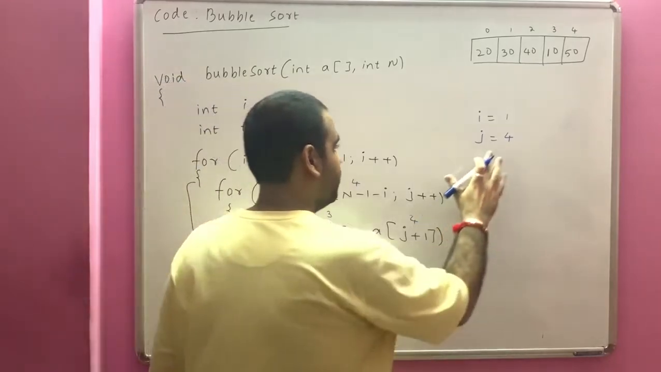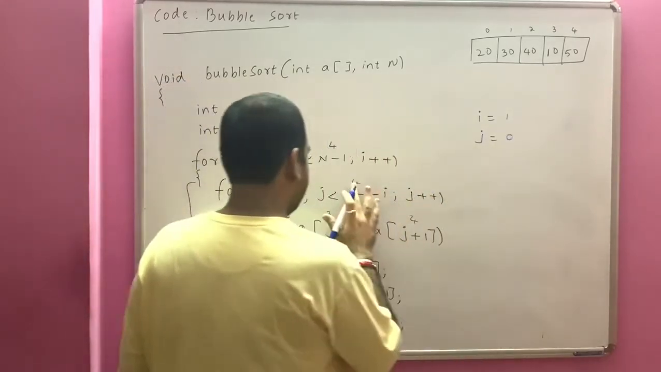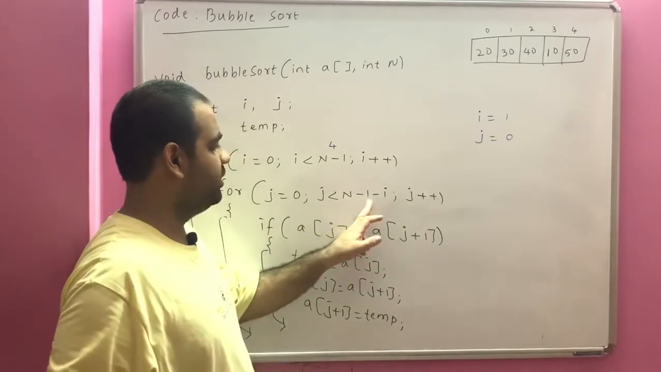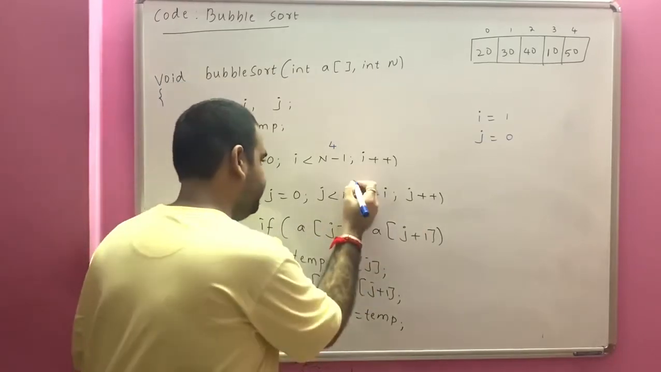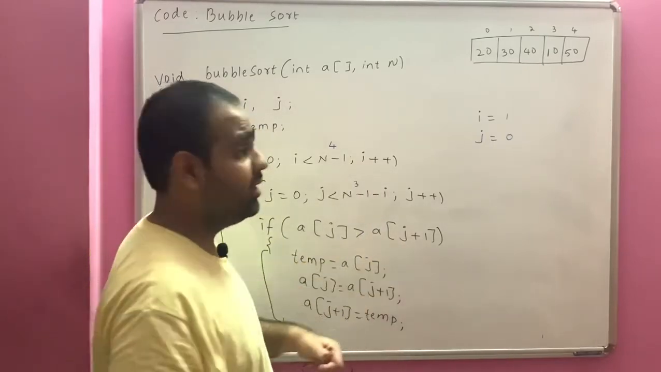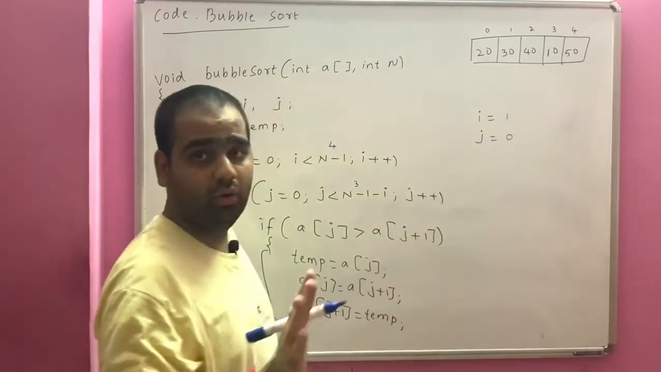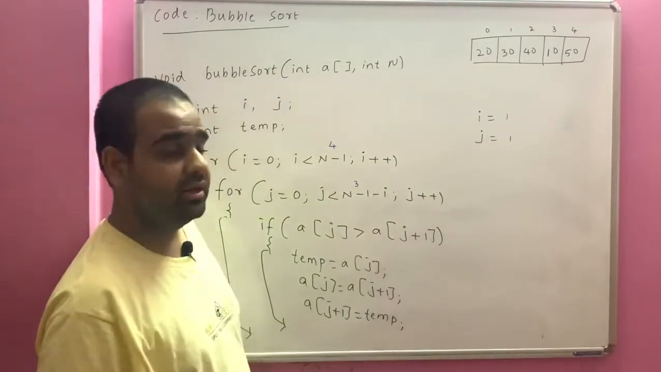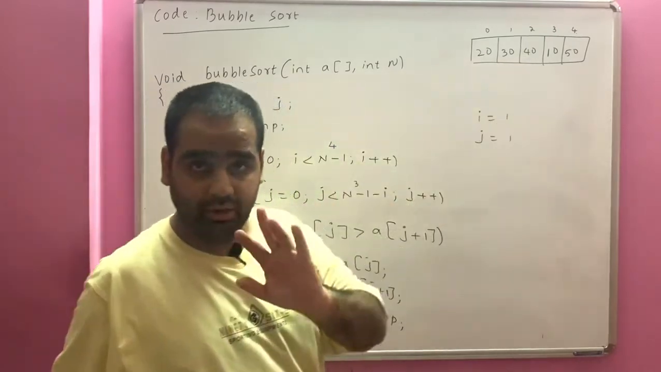Again j starts from 0. n minus 1 minus i. Now what is n minus 1? 5 minus 1 is 4. 4 minus 1 is 3. 0 less than 3, yes. a of 0 greater than a of 1. 20 greater than 30, no. j plus plus, j becomes 1. a of 1 greater than a of 2. 30 greater than 40, no.